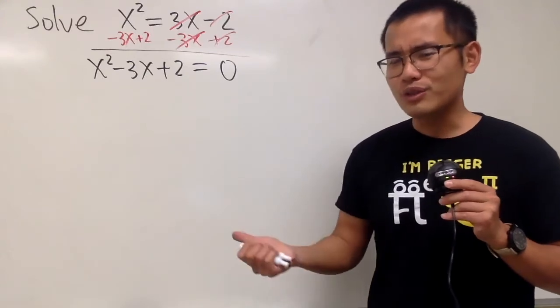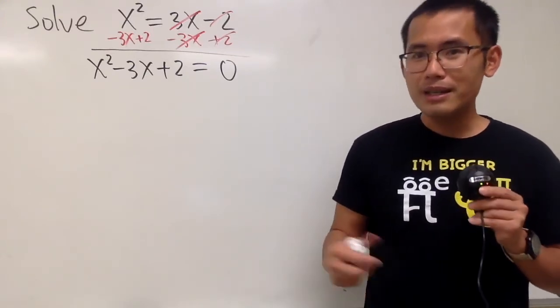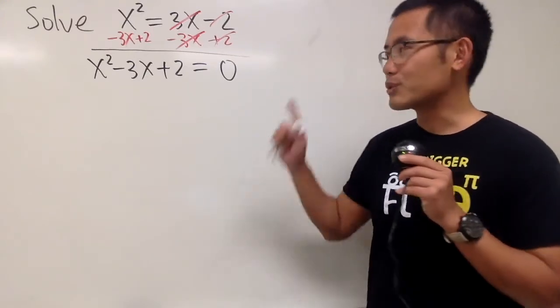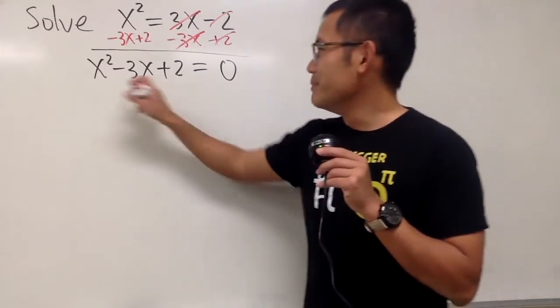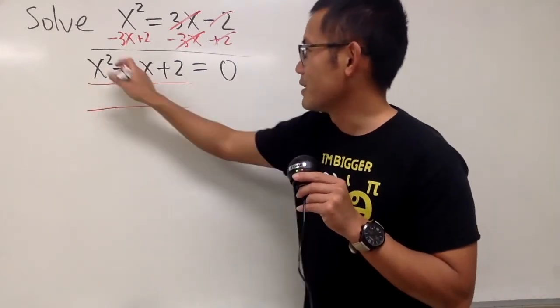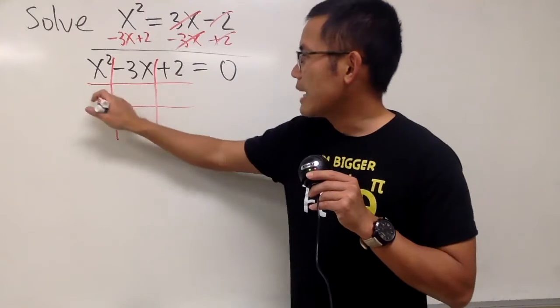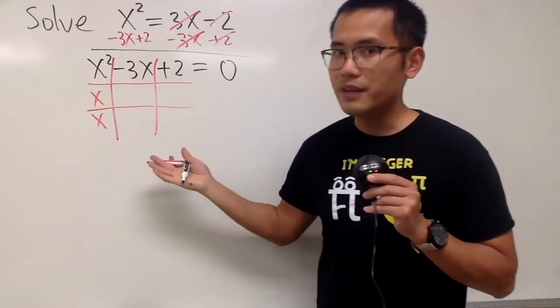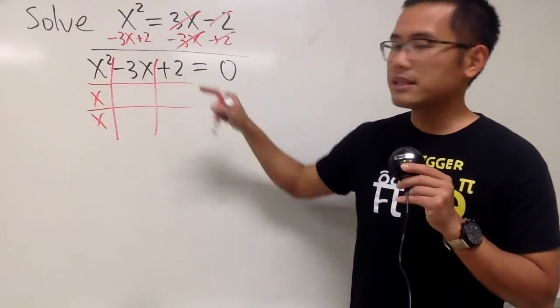You can try the quadratic formula. You can try to do it by completing a square. But I will try this by factoring first. Because in fact, this is factorable. So let me show you. X times x will give us x squared. That's perfect. And what times what will give us positive 2?